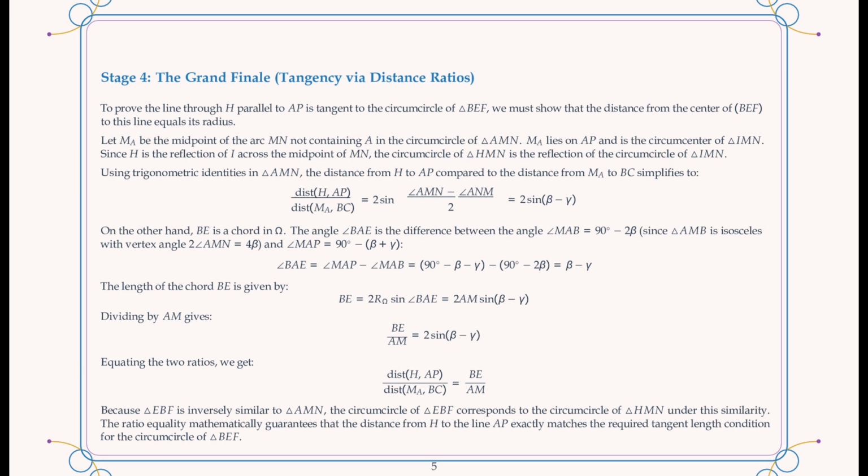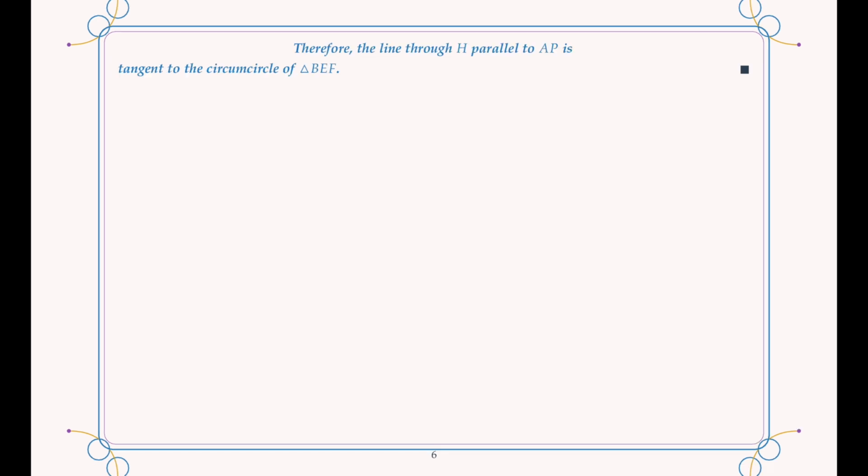Because triangle EBF is inversely similar to triangle AMN, the circumcircle of triangle EBF corresponds to the circumcircle of triangle HMN under this similarity. The ratio equality mathematically guarantees that the distance from H to the line AP exactly matches the required tangent length condition for the circumcircle of triangle BEF. Therefore, the line through H parallel to AP is tangent to the circumcircle of triangle BEF. This concludes the proof.